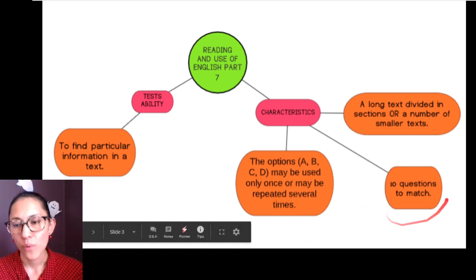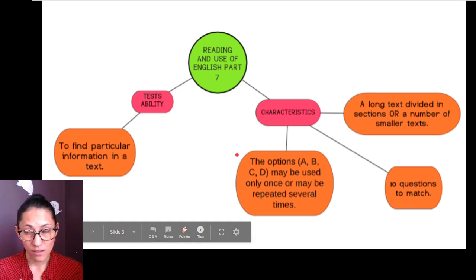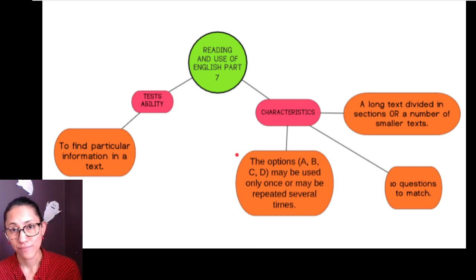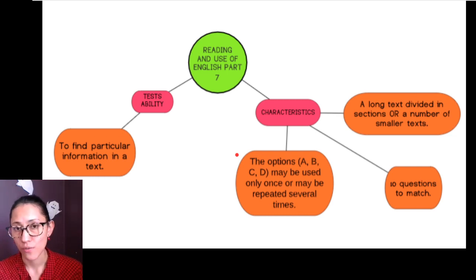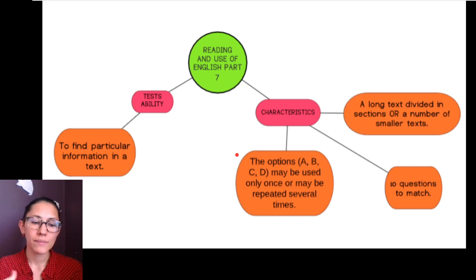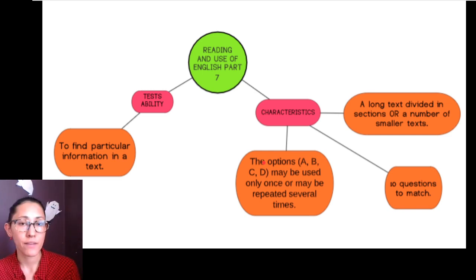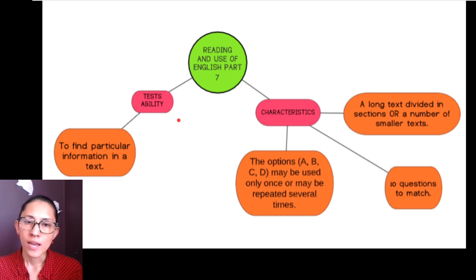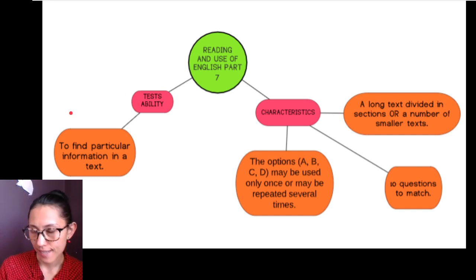Then you're going to have 10 questions to match, and the options A, B, C, D, E, or F might be used only once to answer only one of those 10 questions, or maybe used more than once. So probably text letter A may answer questions 2, 3, and 7, just to give you an example. Now, this exercise tests your ability to find particular information in a text.